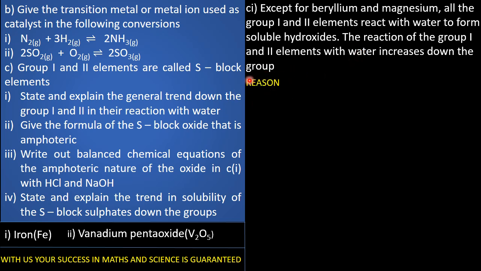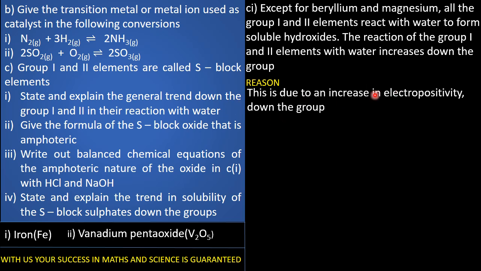It is simply due to the fact that the reactivity of group 1 elements increases down the group, or due to an increase in electropositivity down the group. Good. So you can either say that it is due to the fact that the reactivity of the elements increases down the group, or it is due to an increase in electropositivity down the group. Great. So that's the answer to this part.